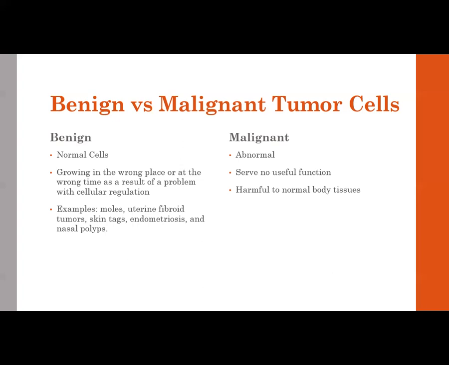Malignant cells are abnormal. So these are when we're starting to lose that tight adherence. They serve no useful function and they're harmful to the normal body tissues. So that's why, when we talk about this in a very general way, we're more concerned about our malignant cells than we would be about our benign cells or benign tumor cells.